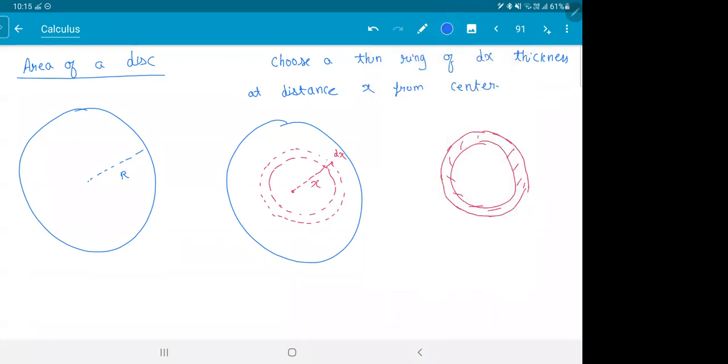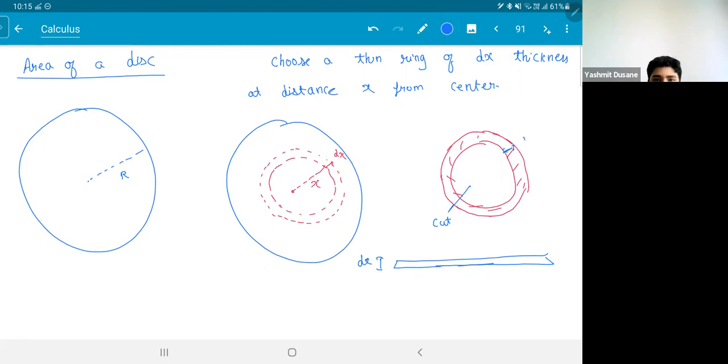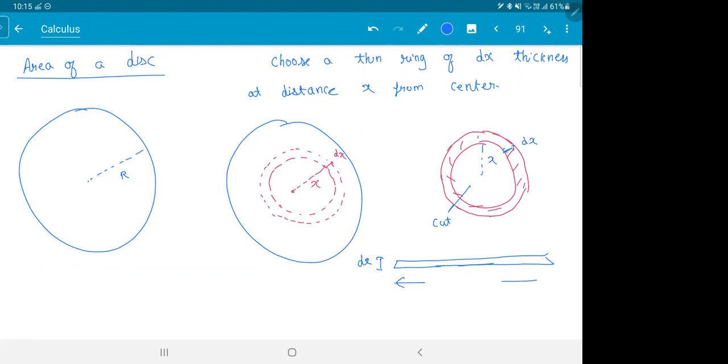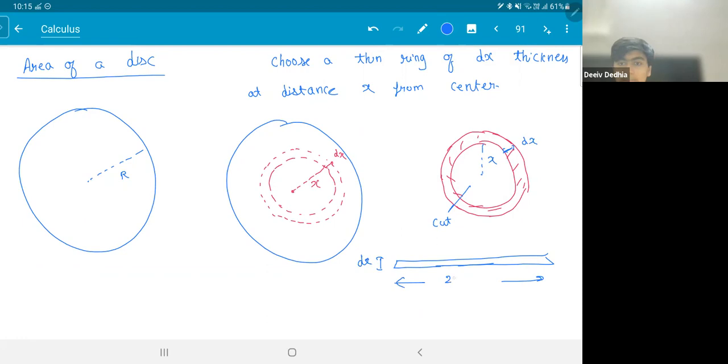Take a scissor and cut it. And open it. You'll see something like this. What is this length? This is dx, na? What is this length? Circumference, right? 2 pi x.